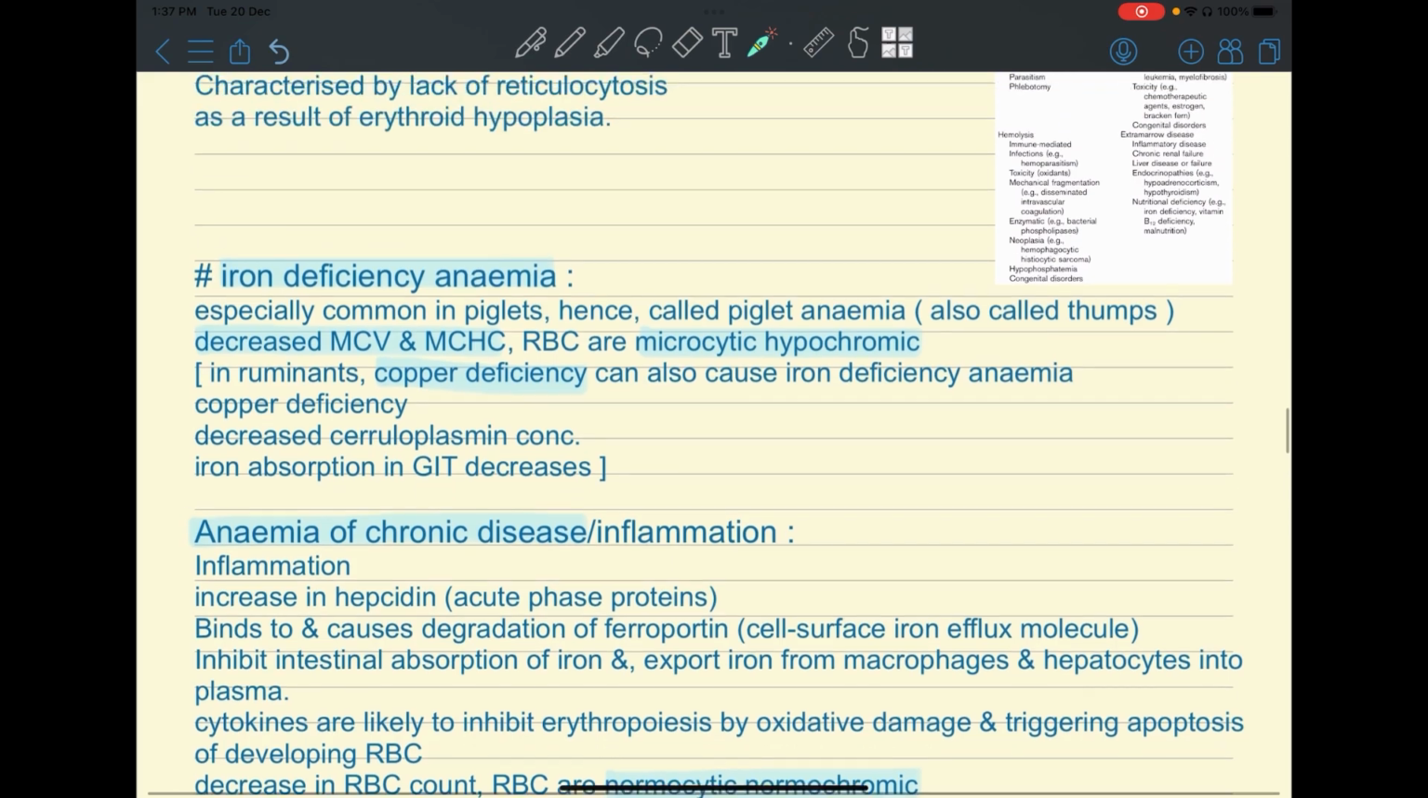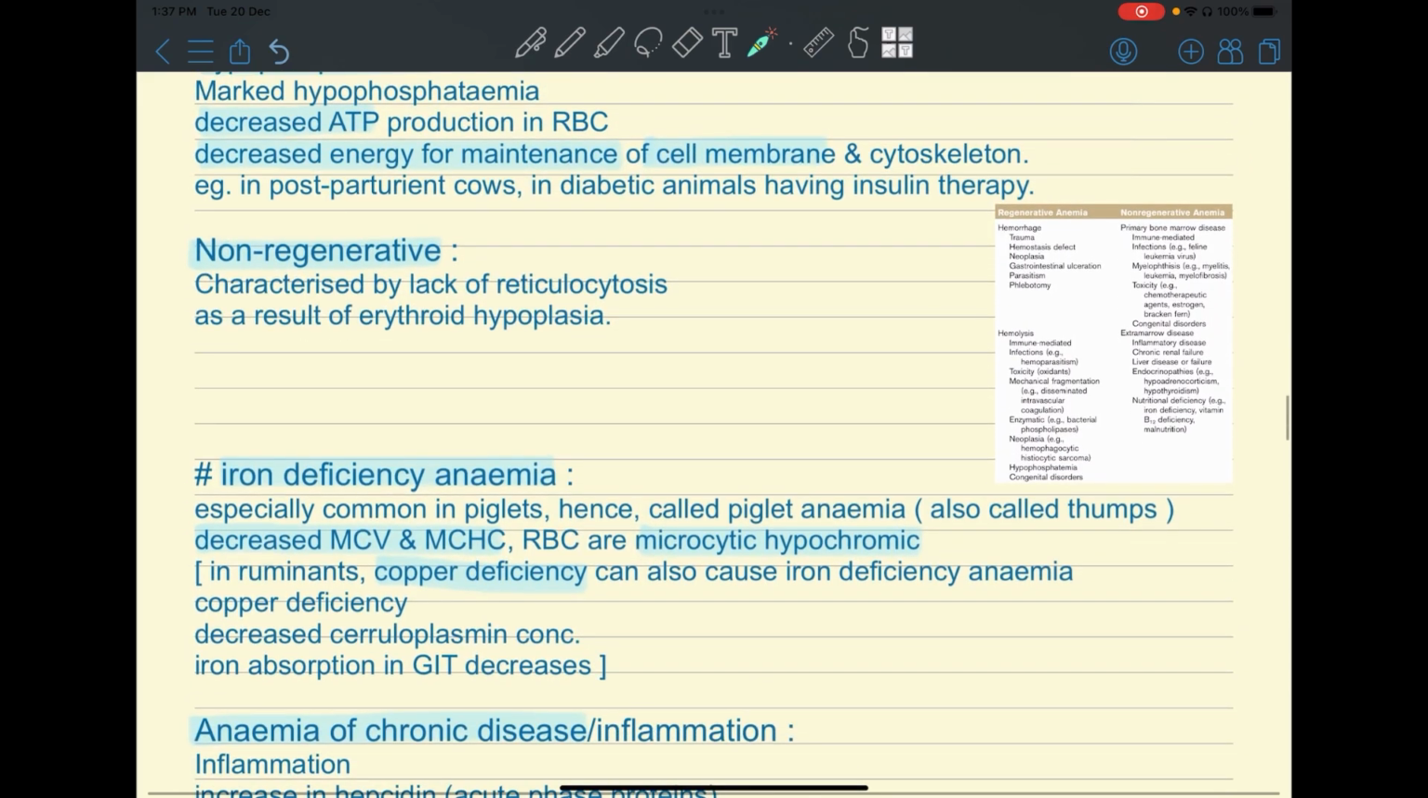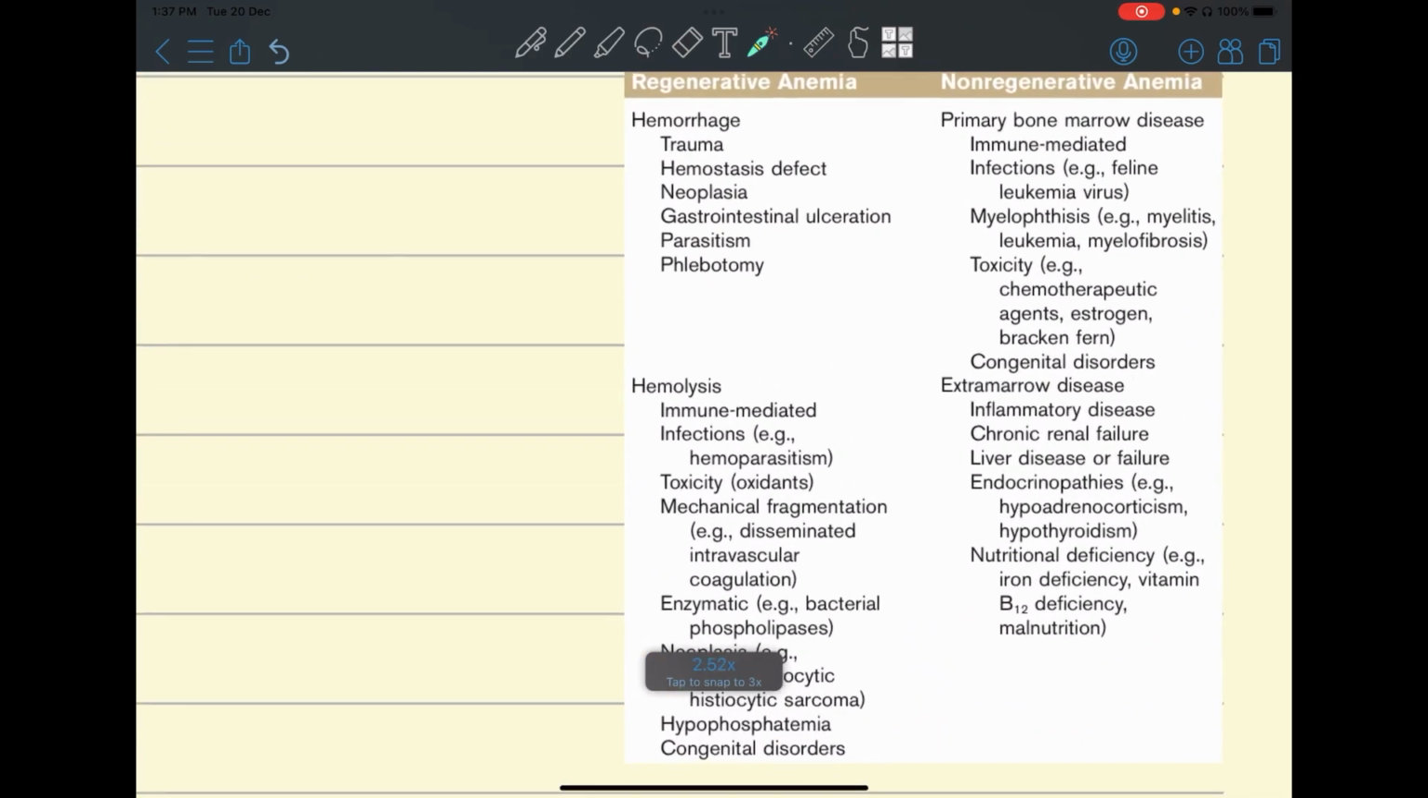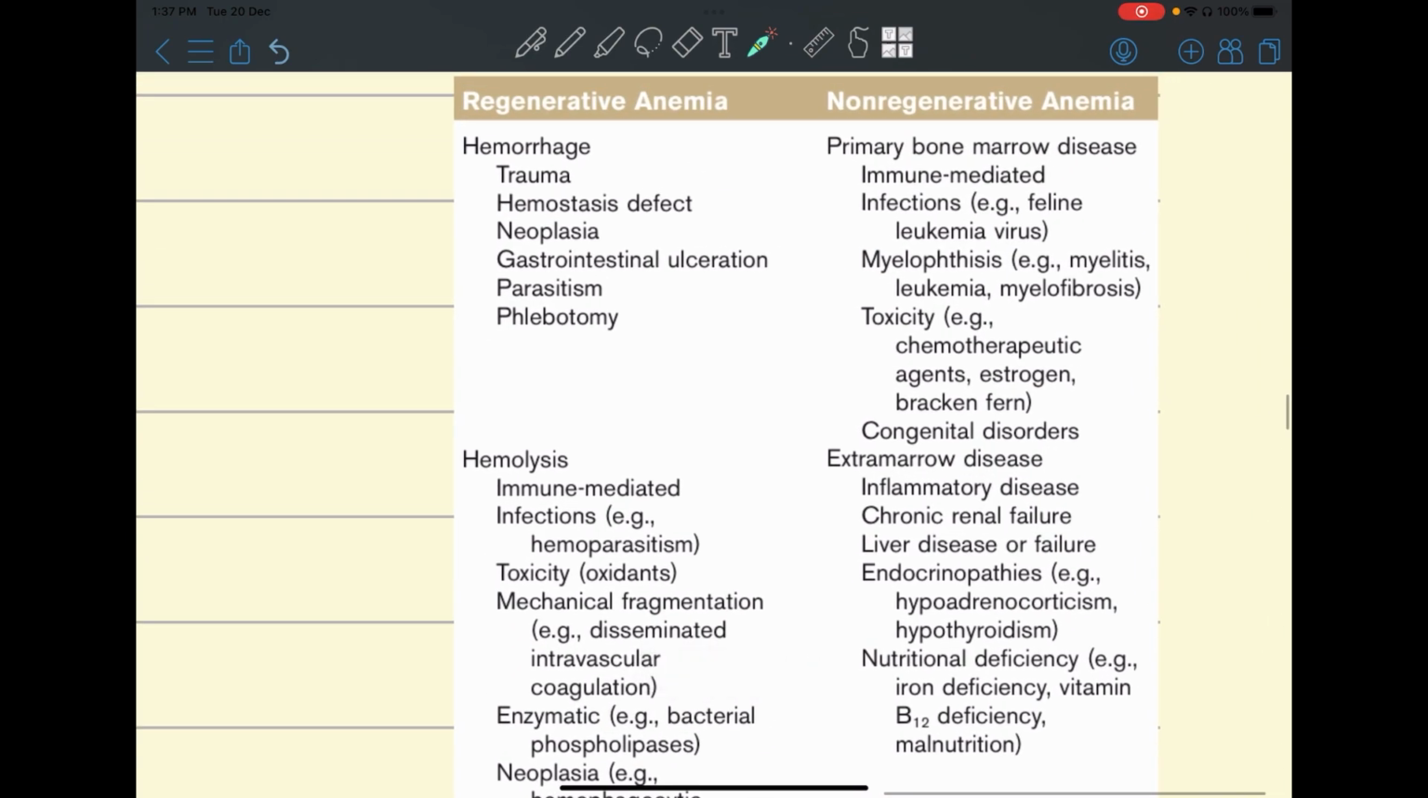Now let us come to the non-regenerative anemia. So in regenerative, we had reticulocytosis. In non-regenerative, there's a lack of reticulocytosis. One exception is there in case of horse. Even in regenerative anemia, you will not observe reticulocytosis. Okay. So there are various causes of non-regenerative anemia. It may be due to some bone marrow disease, that may be autoimmune mediated. It may be infectious, like feline leukemia virus, feline panleukopenia virus. There's equine infectious anemia. There's chicken infectious anemia, right?